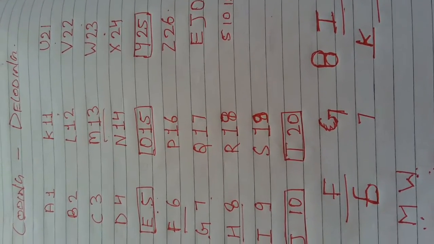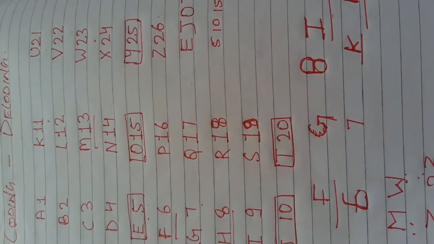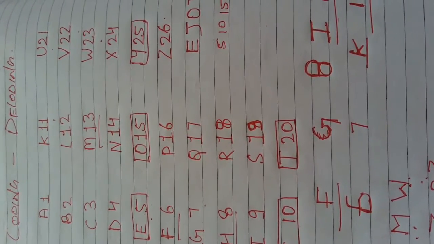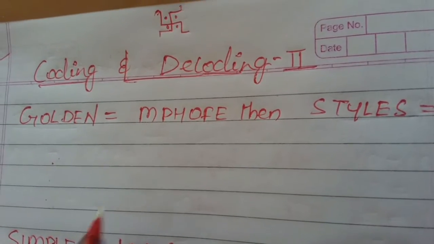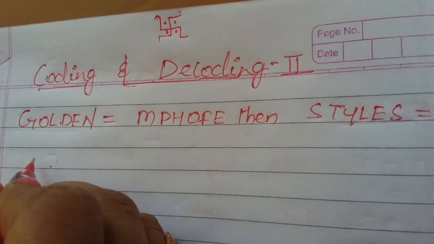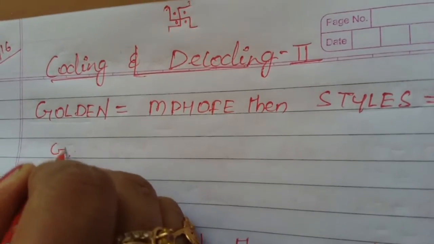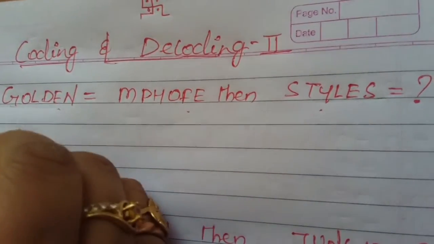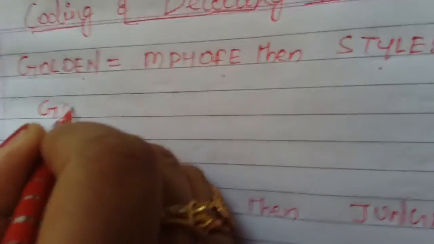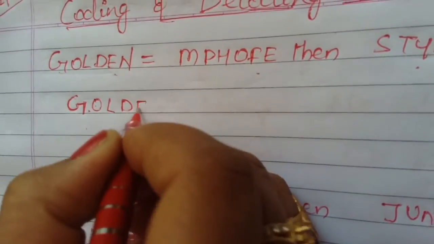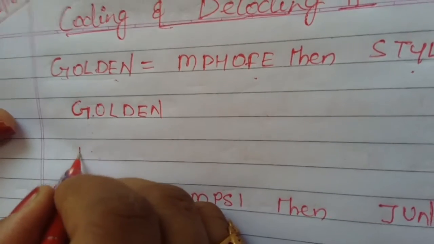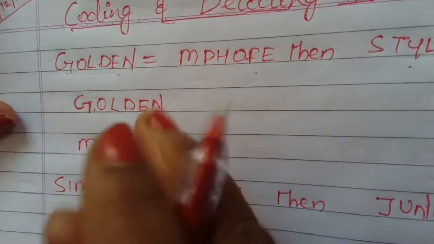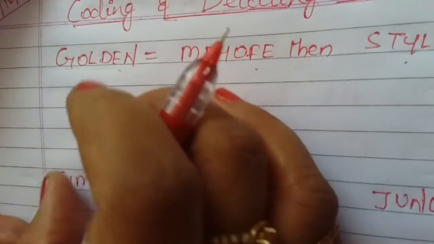So today I'm going to show some examples of how to decode coding questions. Here are some questions according to the exam questions. We can see GOLDEN is written like this, then how STYLES is written. I'm doing the question. GOLDEN is written something like this, MPHOFE.